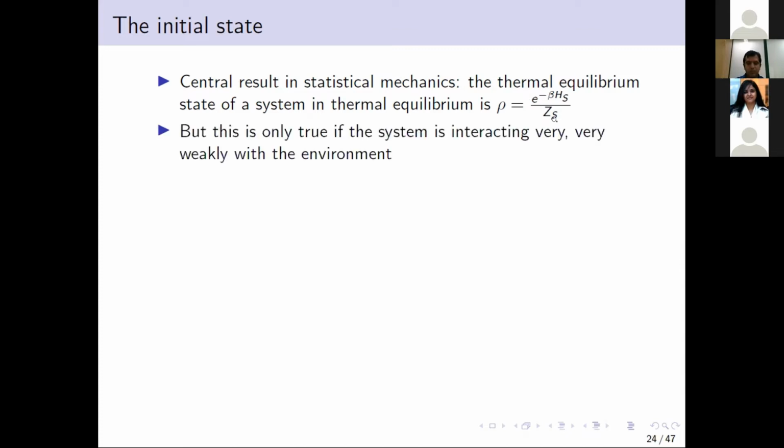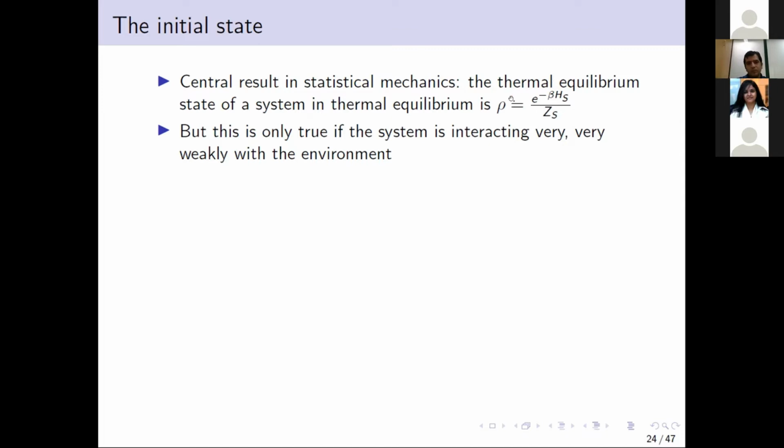If you remember how this was derived, it is derived by maximizing the entropy subject to the constraint that the average energy of the system is fixed, it's given. Implicitly, you're assuming that the system comes to equilibrium by interacting very weakly with the environment, such that its average energy due to this interaction does not change. Because if your system is interacting strongly with the environment, then you cannot talk about a fixed average energy for the system alone. Then the system and environment together form a big system.